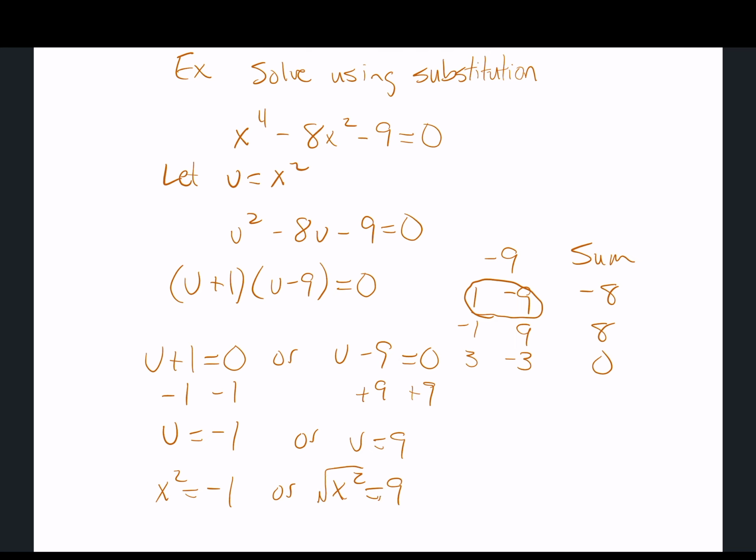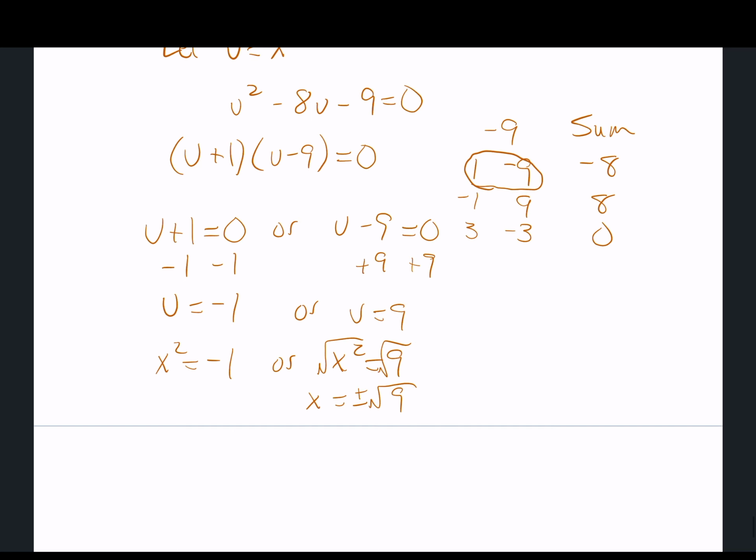Taking the square root of both sides there, we get x is equal to plus or minus the square root of 9, or x is equal to plus or minus 3. What about x squared equal to negative 1? Well, we can clear the square by taking the square root of both sides. Again, we have to have the plus or minus. So x is equal to plus or minus the square root of negative 1.